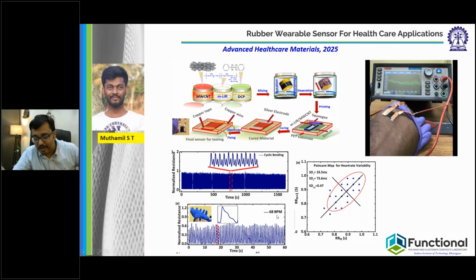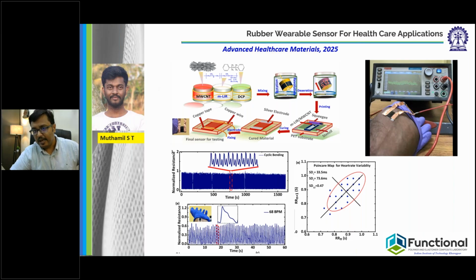And if you see, this was done on a healthy individual, and you get to see that this is 68 beats per minute. In fact, currently the Indian Council of Medical Research has funded me a big project to carry out this material development. Okay, and this is the bending strain over multiple cycles, and you get to see that there is no electrical hysteresis happening, showing the effectiveness of the material over multiple cycles.